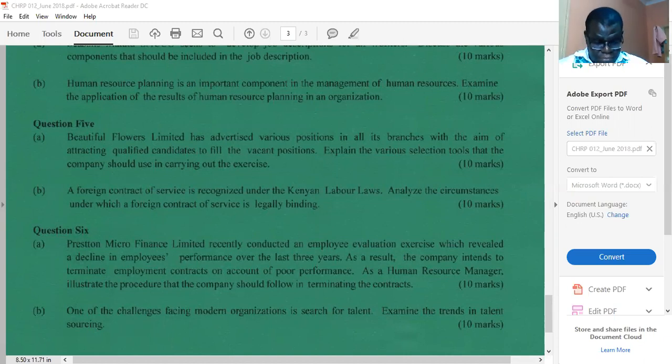One of the challenges facing modern organizations is search for talent. Examine the trends in talent sourcing. We say talent, top cream, the best in your area. So what are the trends that organizations employ, encounter, face in talent sourcing? Anybody to try?